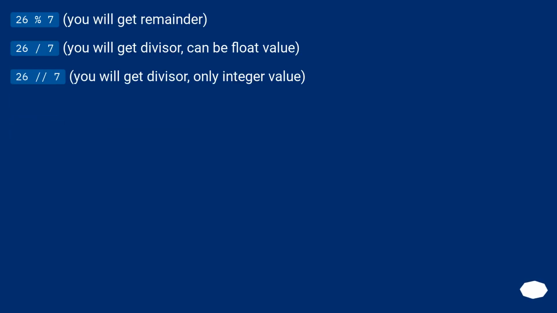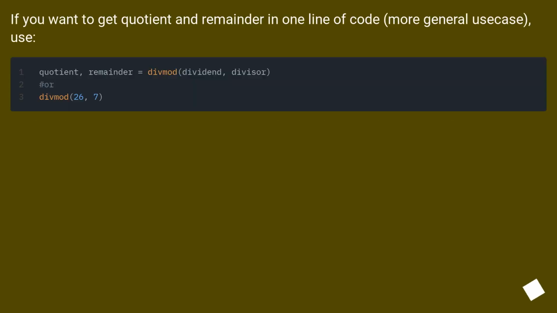26 % 7, you will get the remainder. 26 / 7, you will get the quotient, which can be a float value. 26 // 7, you will get the quotient, only an integer value. If you want to get the quotient and remainder in one line of code, the more general use case, use divmod.